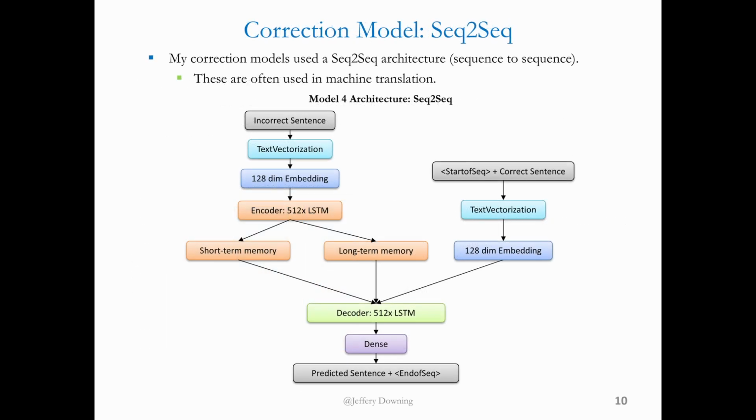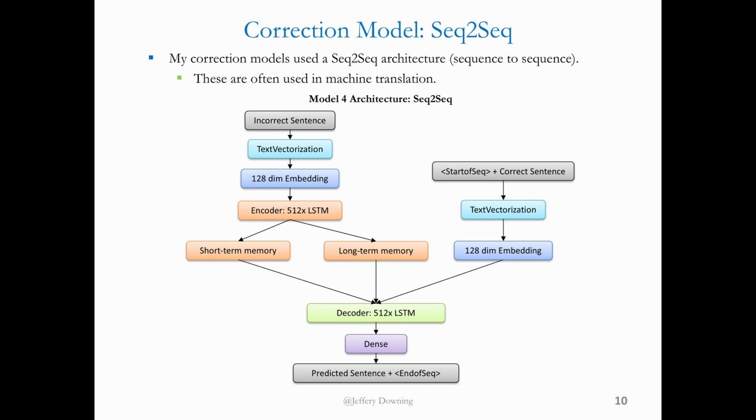Moving on to my correction models, they both use a sequence-to-sequence architecture, and these are often used in machine translation. So for my fourth model, going through the architecture here, we start with the incorrect sentence that gets run into a text vectorization layer, which tokenizes all the sentences. It's run into a 128 dimensional embedding, and then afterwards that's run into the encoder, which features 512 long short-term memory cells. And we don't actually take the output of the encoder itself, but rather we take the short and long-term memory states from each of the nodes.